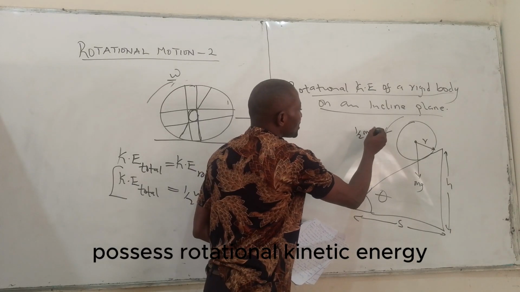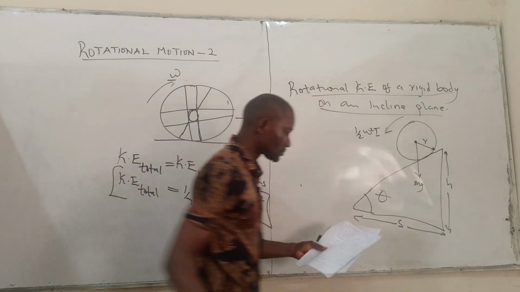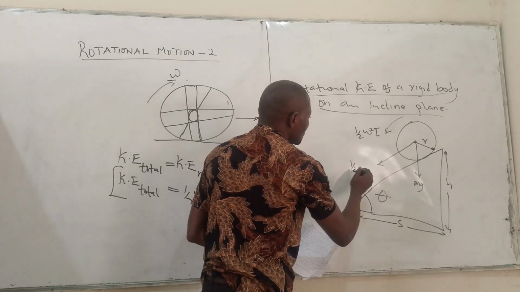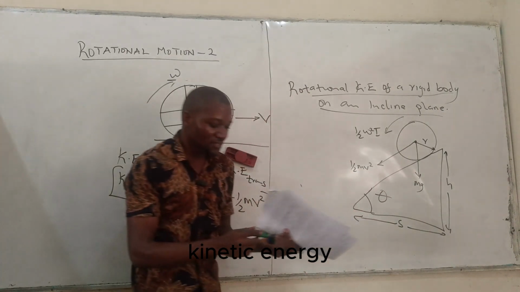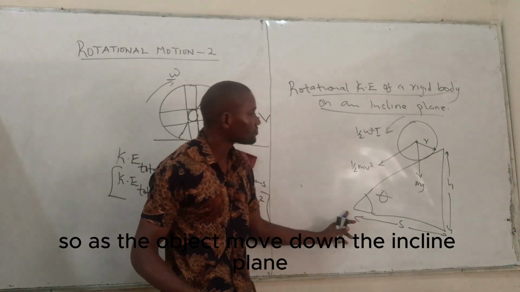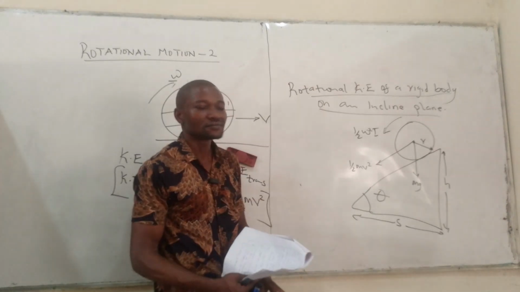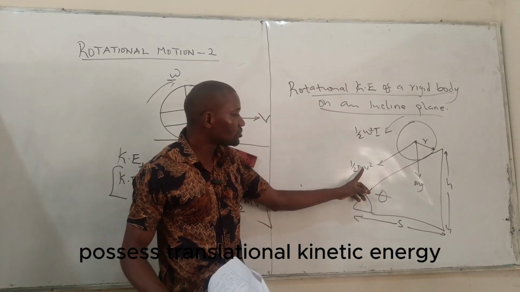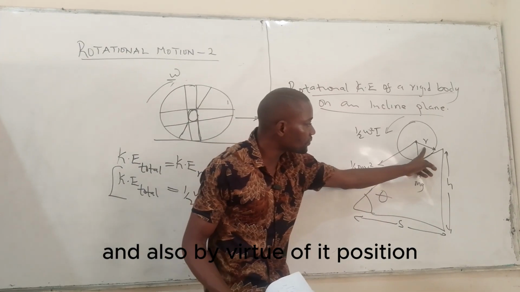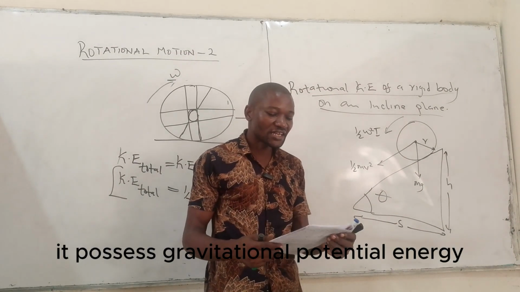possesses rotational kinetic energy and also translational kinetic energy. So as the object moves down the inclined plane, it possesses rotational kinetic energy by virtue of its motion, possesses translational kinetic energy, and also by virtue of its position, it possesses gravitational potential energy.